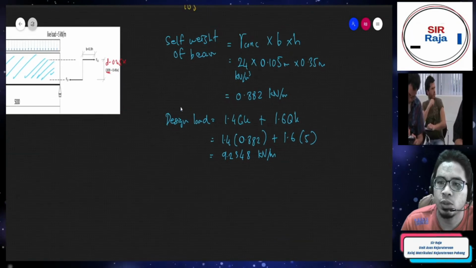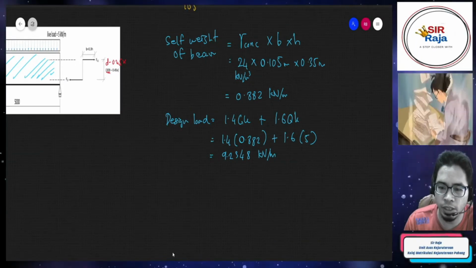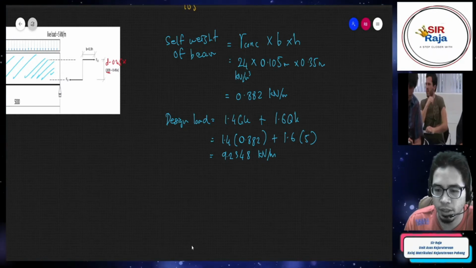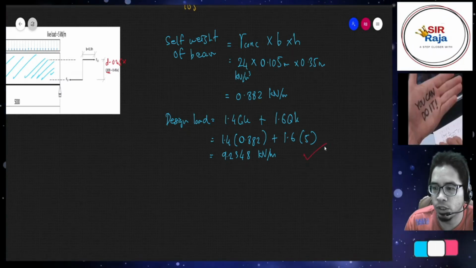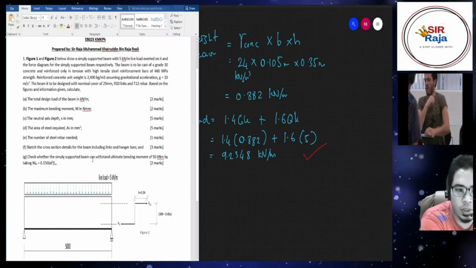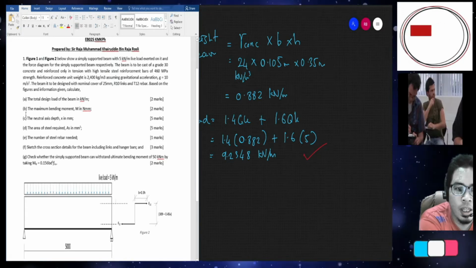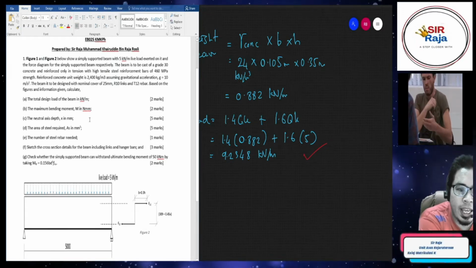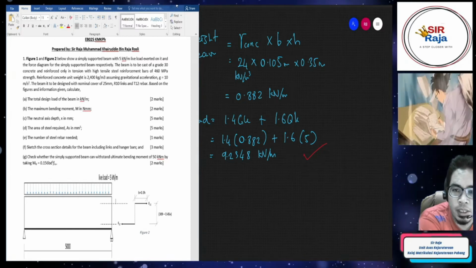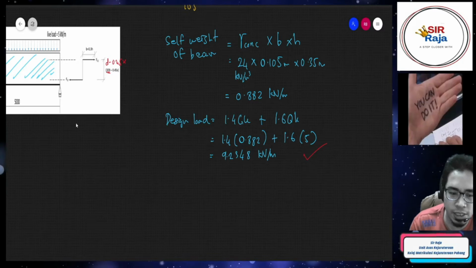Again, self weight, we have the live load given, calculate design load, and now we have our first answer. Now we have our question 1. The next question wants the answer in kilonewton per meter, the maximum bending moment M in Newton millimeter. So we're going to use this formula.